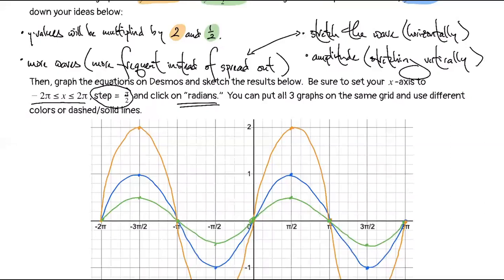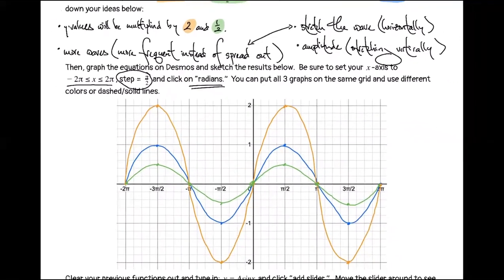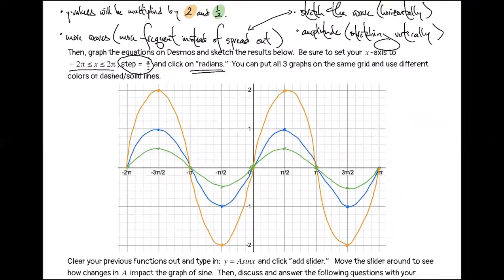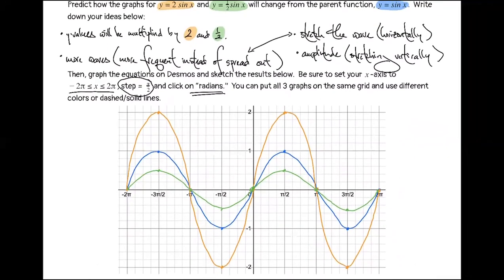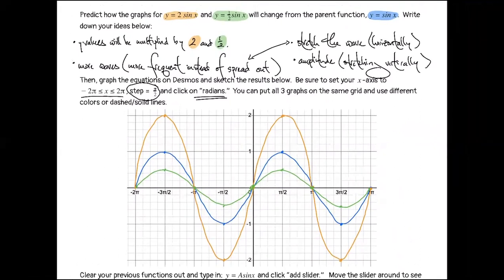Okay. So at this point, your notes should look something like this, right? Whatever colors, or if you don't have colors and you want to choose a dotted or solid line, that's fine too. But we should see that we have three different graphs: the blue one is our sine, our original parent function, and then our 2 sine x goes up and down a little bit higher and lower, and then our 1/2 sine x goes up and down a little bit less, only half instead of 1, okay?